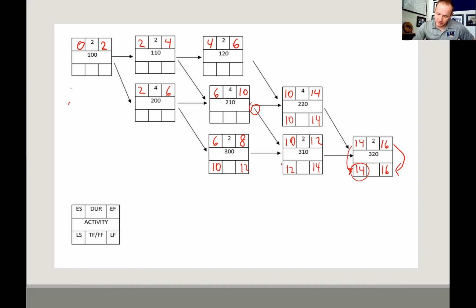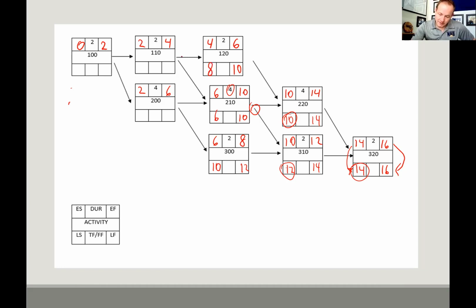So we're going to look at this one and this one, and we're going to say which one's smaller? 10. Okay, we're going to take the 10. We're going to subtract the duration of 4, and we're going to get 6. And then we're going to take our 10 back to activity 120. Subtract the duration. We're going to get 8.